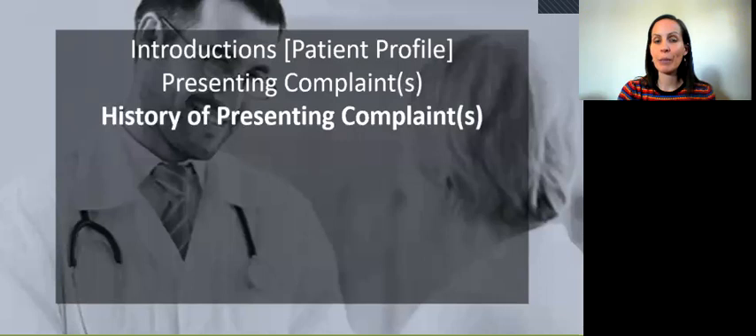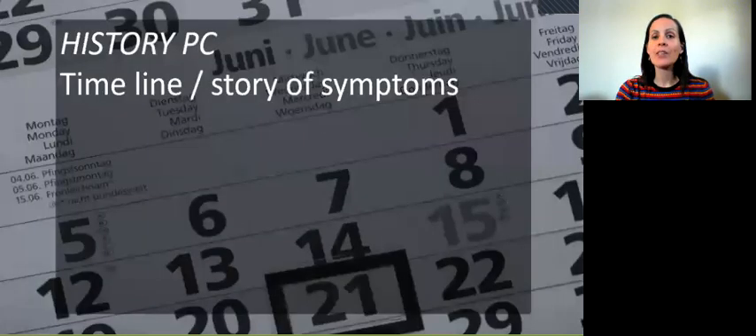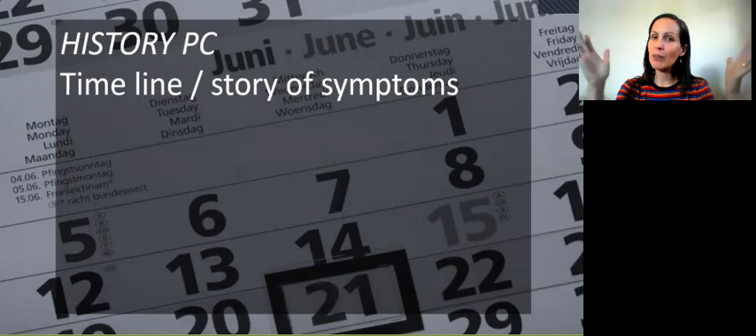After we've found the main problems, we want to find out the story of these, the history of the presenting complaints, what has been happening. And it's important to find out a good timeline and the order of events. So the skills that we use whilst we're finding out the story of events is things like open to closed questions. So as I said, starting with very open questions.